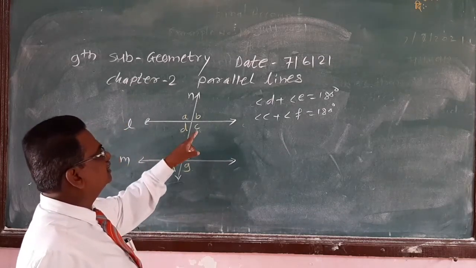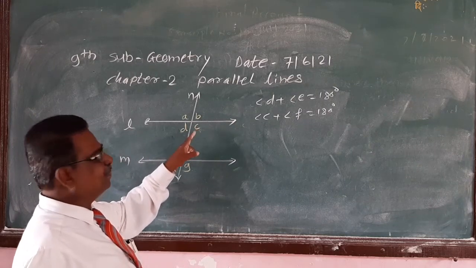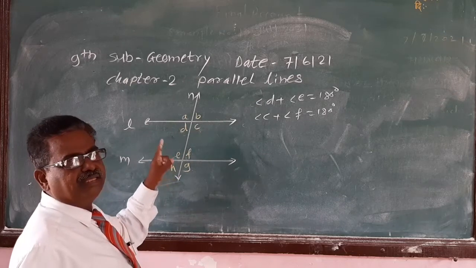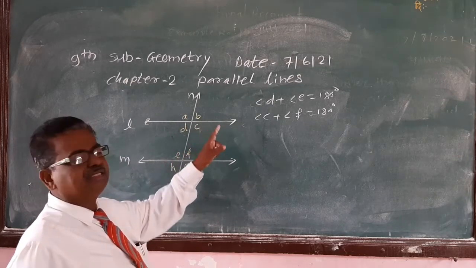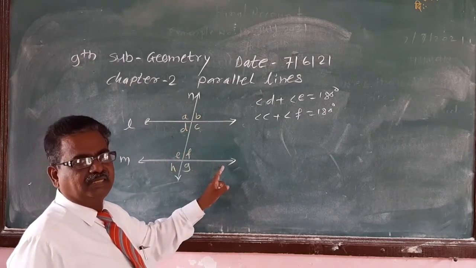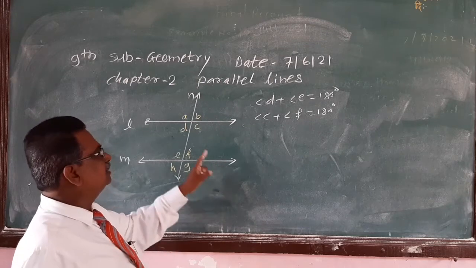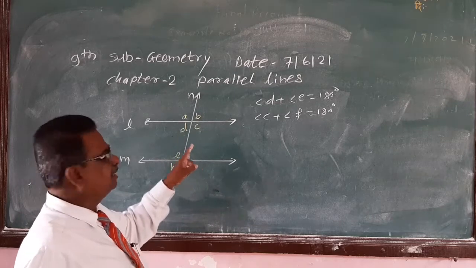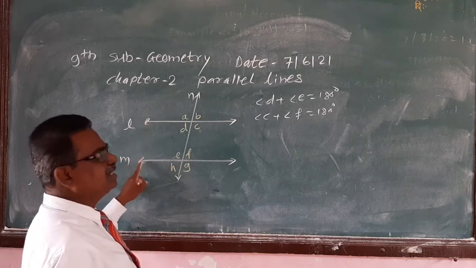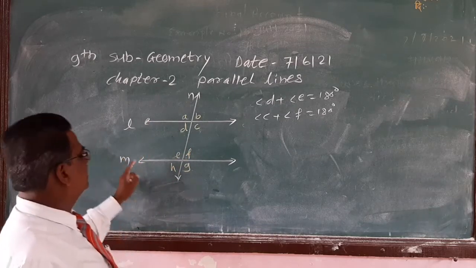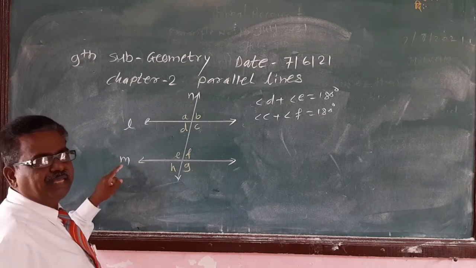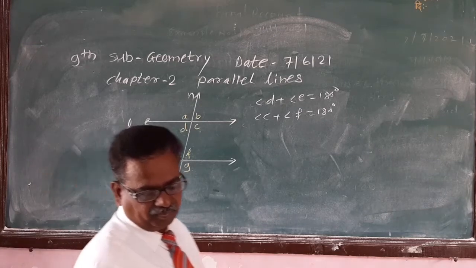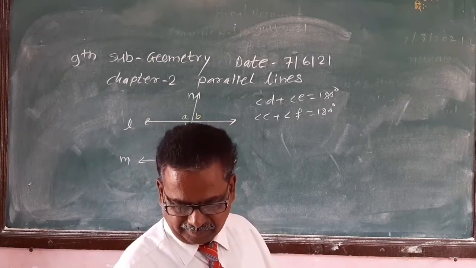If the sum of these two angles C and F or D and E is 180, then the lines do not intersect each other. So if the sum of C and F or D and E is 180, then L and M are parallel, because it gives us line L and line M are parallel to each other. Okay, this is by the indirect method.